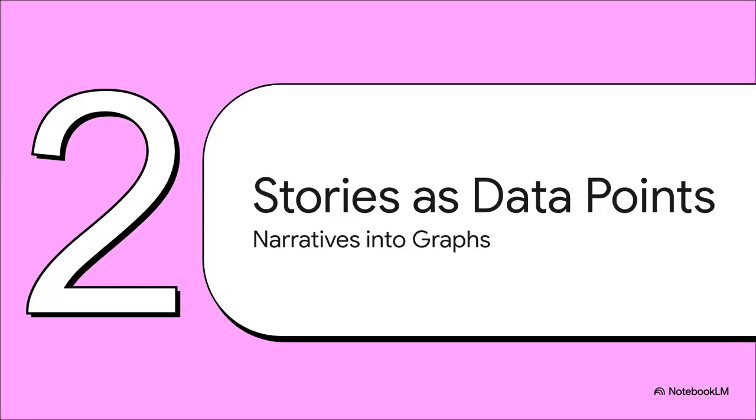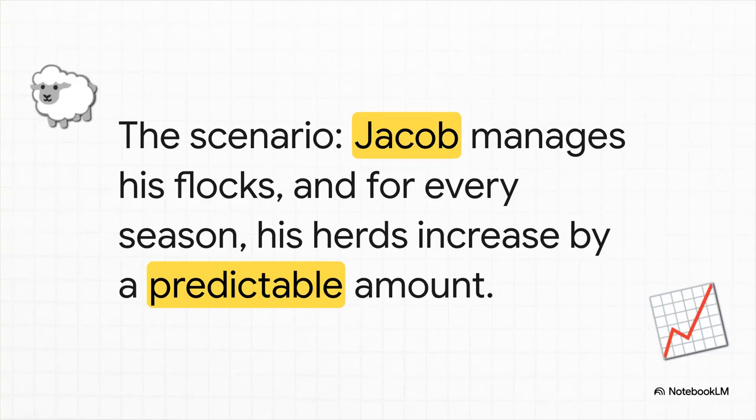All right, so we've got the math foundation down. Now let's get to the really fascinating part. How in the world does this lesson take these famous stories and turn them into data you can actually plot on a graph? Okay, our first example comes straight out of the Old Testament, from the story of Jacob and his flocks. The lesson sets up a really simple rule for this. For every single season that goes by, Jacob's herds grow by a steady, predictable amount.